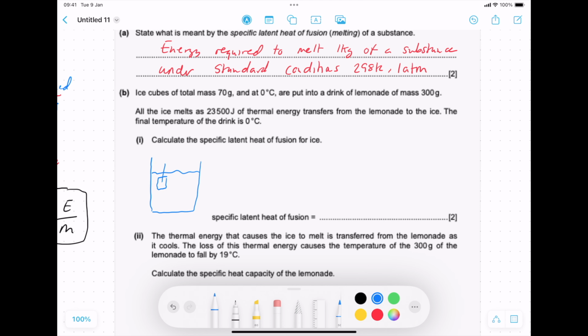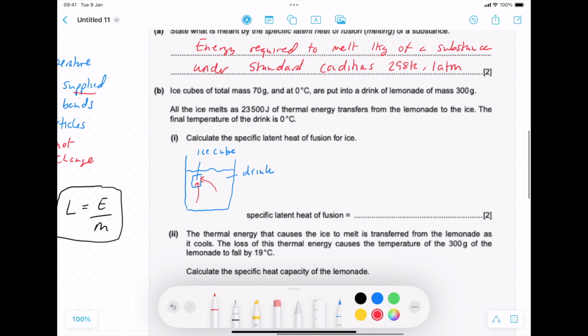So this is the ice cube, this is the drink, the lemonade, and the energy is going this way. So it's actually an endothermic process. So we need to work out the latent heat of fusion. So let's pull our equation onto the screen there again.